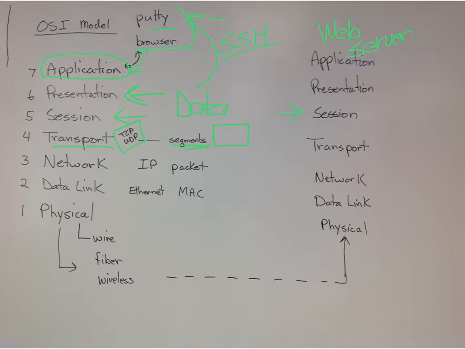Then let's get a little different color here. Oh, in fact, let's do this. So our data comes down, and here's our data. And then what we do is we encapsulate that with an IP address, and we create a packet. So now we have the IP addresses in here. We're going to look at that on Thursday. And then that comes down to the data link layer. Here we call it a frame.